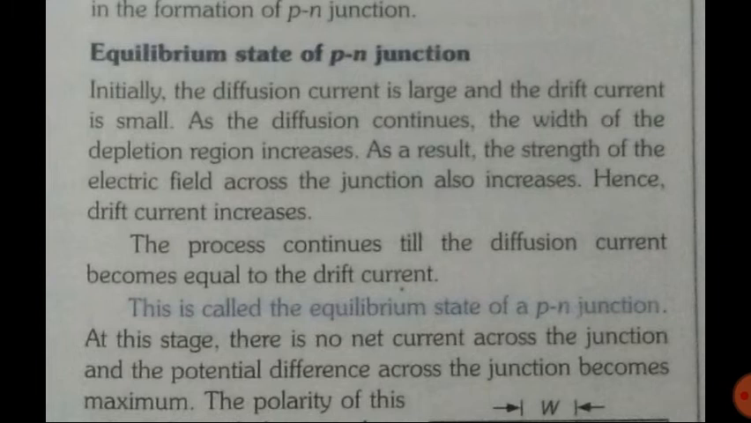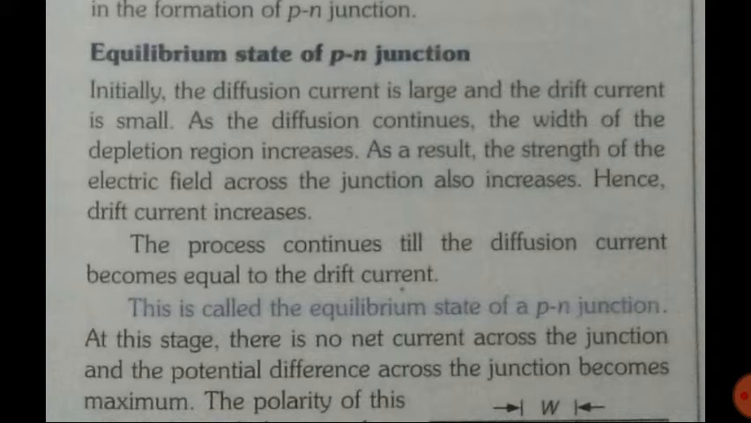Then what is the equilibrium state of a p-n junction? Initially the diffusion current is large because electrons and holes are moving towards each other and diffusing into each other. So initially the diffusion current is large and the drift current is small. Diffusion current is because of majority charge carriers and drift current is because of minority charge carriers. As the diffusion continues, the width of the depletion region increases.